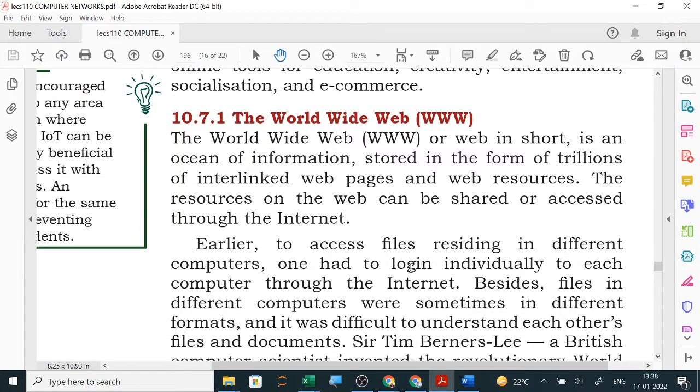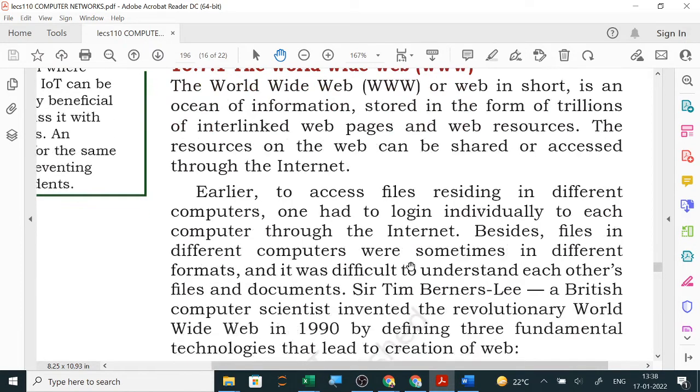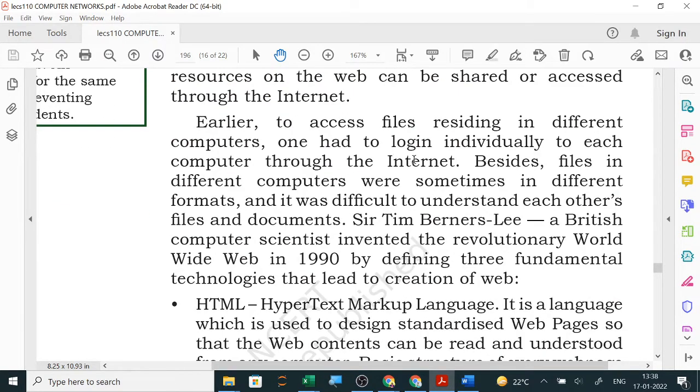World Wide Web, WWW, or web in short, is an ocean of information stored in the form of trillions of interlinked web pages and web resources. The resources on the web can be shared or accessed through the internet. Earlier, to access files residing in different computers, one had to log in individually to each computer through the internet. Besides, files in different computers were sometimes in different formats and it was difficult to understand each other's files and documents. Sir Tim Berners-Lee, a British computer scientist, invented the revolutionary World Wide Web.